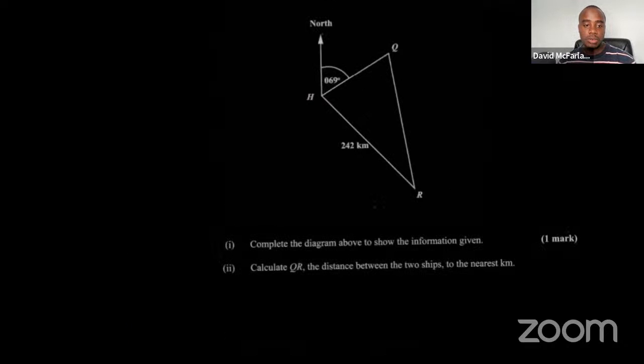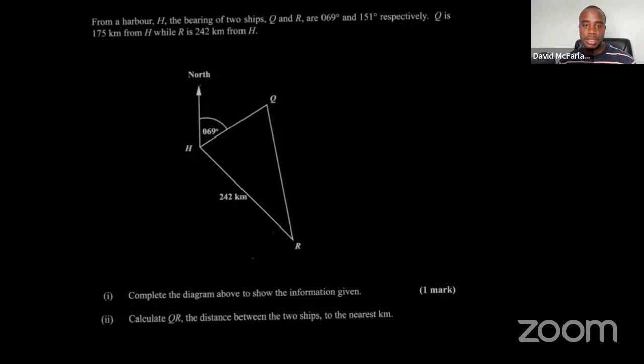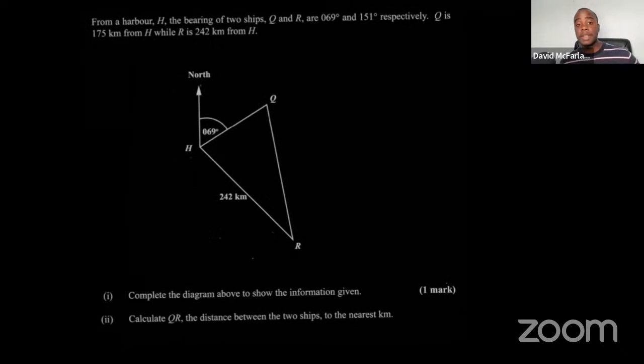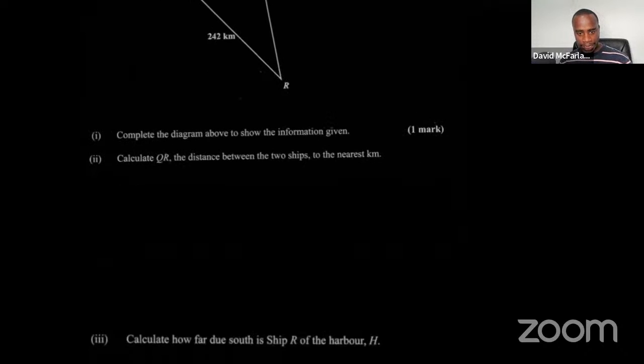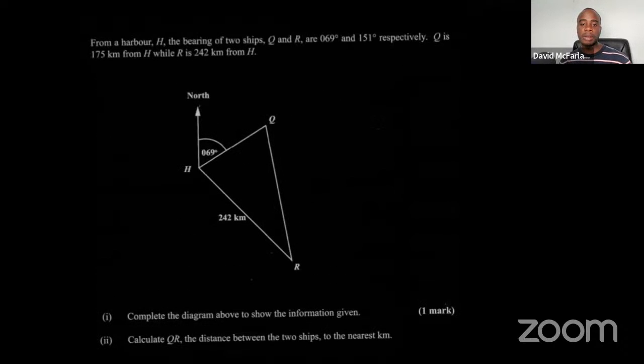All right, now this question was from last year, 2021. From a harbor H, the bearing of two ships, Q and R, are 69 degrees and 151 degrees respectively. Q is 175 kilometers from H, while R is 242 kilometers from H. And we see we have an incomplete diagram here again. So we want to first complete the diagram to show the information given, calculate the side QR, and then calculate how far due south is ship R of the harbor H.